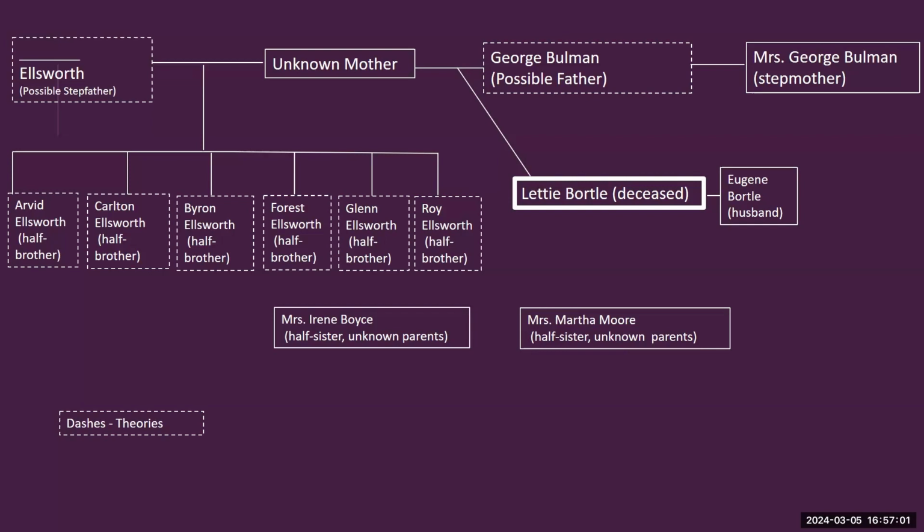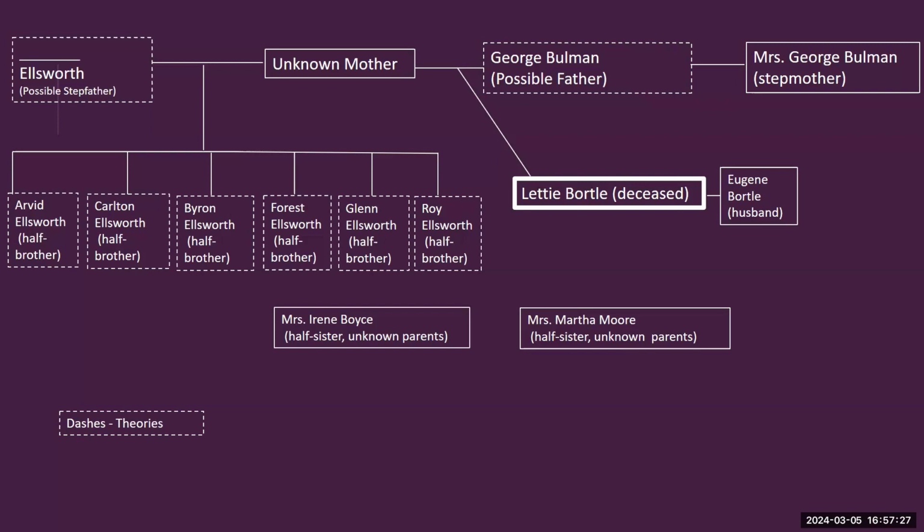These are what I think is the likely best theory as to who the people in the obituary are. So we have Letty Bortle, and we have Eugene Bortle, her husband. We have a stepmother that we're sure that's her name, Mrs. George Bullman. The dashes indicate a theory. So the theory is her father's name is George Bullman.